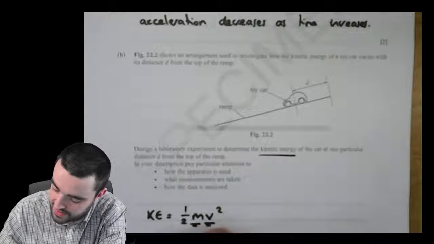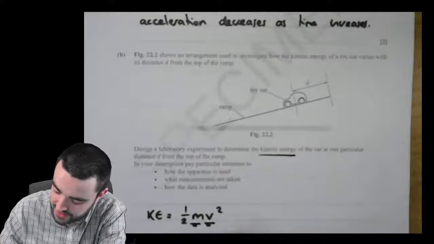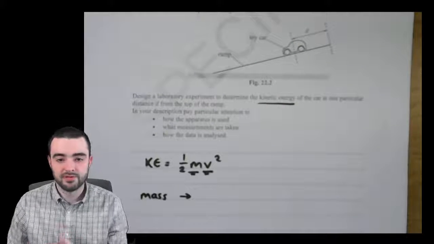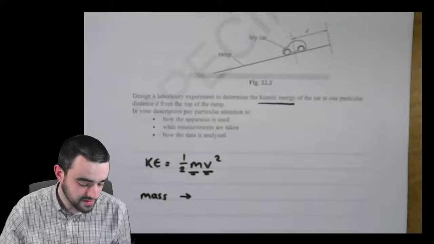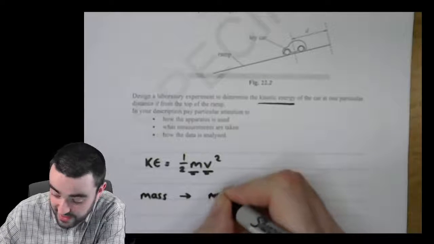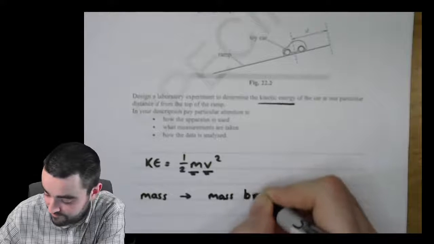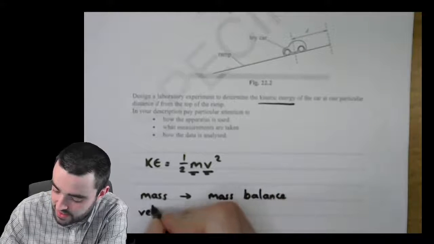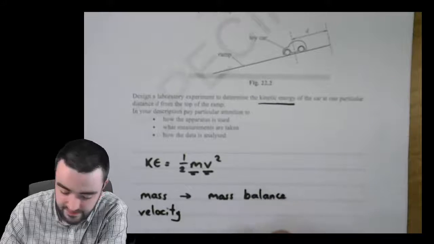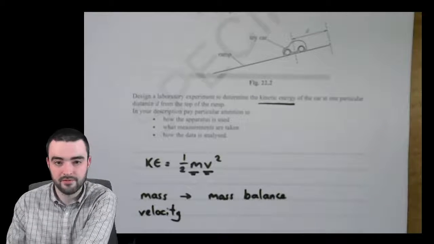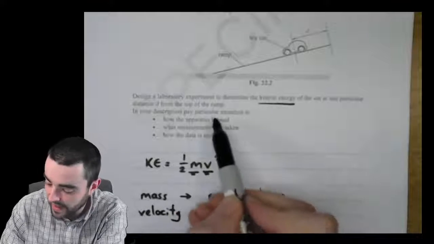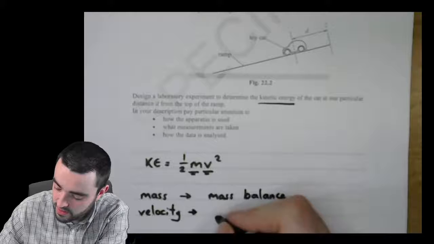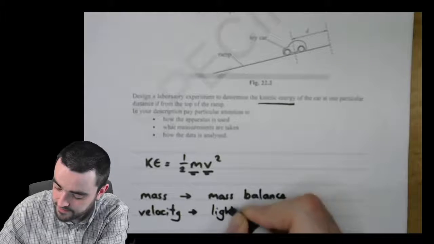So the mass, nice and simple. The mass you can measure. I'm doing this really in shorthand; you would need to write this out in more detail. So the mass determined using a mass balance. And then the velocity, this you could do in several different ways. And this is where some more of your marks come from, your how and what. So velocity, you can measure using light gates.